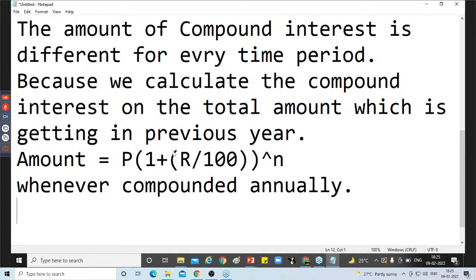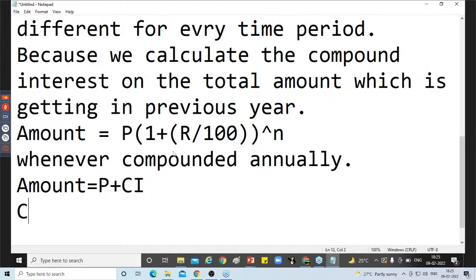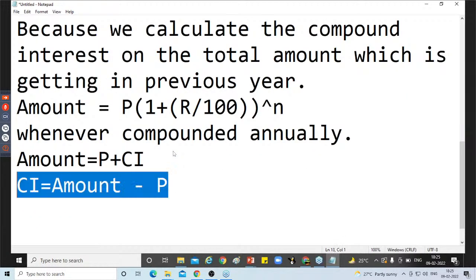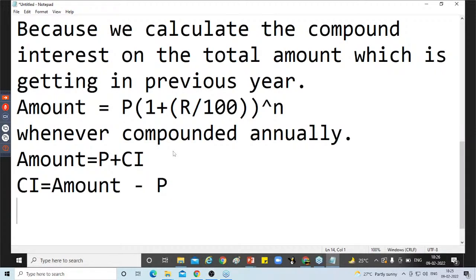Okay. So yesterday, as we know, amount is equal to principal plus interest, that may be CI or SI. From that, compound interest is equal to amount minus principal value. That is the way we have to find the compound interest. Remember, there is no direct formula for the compound interest. Clear? Next one.